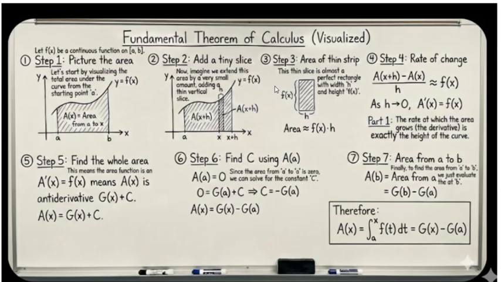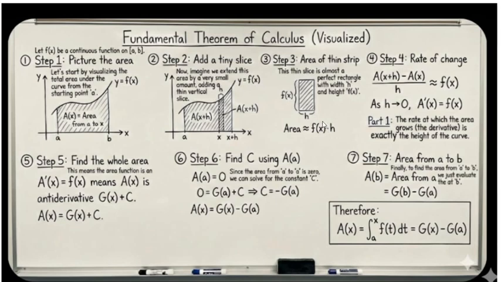Now in step 3, as we take h to be a very small quantity, the slice acts as a rectangle. The thin slice is almost a rectangular shape with width h and height f of x. Therefore the area is equal to f of x into h.